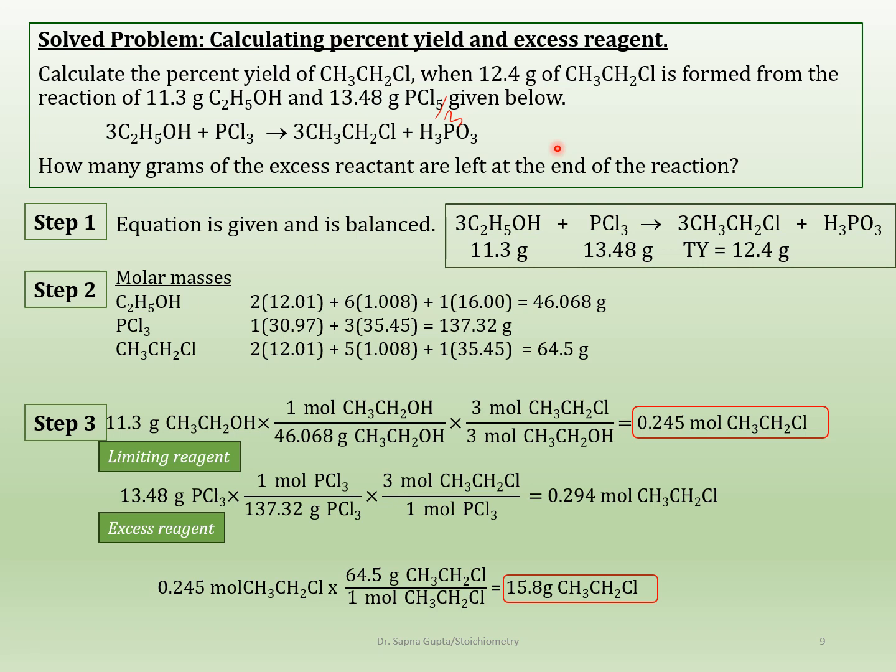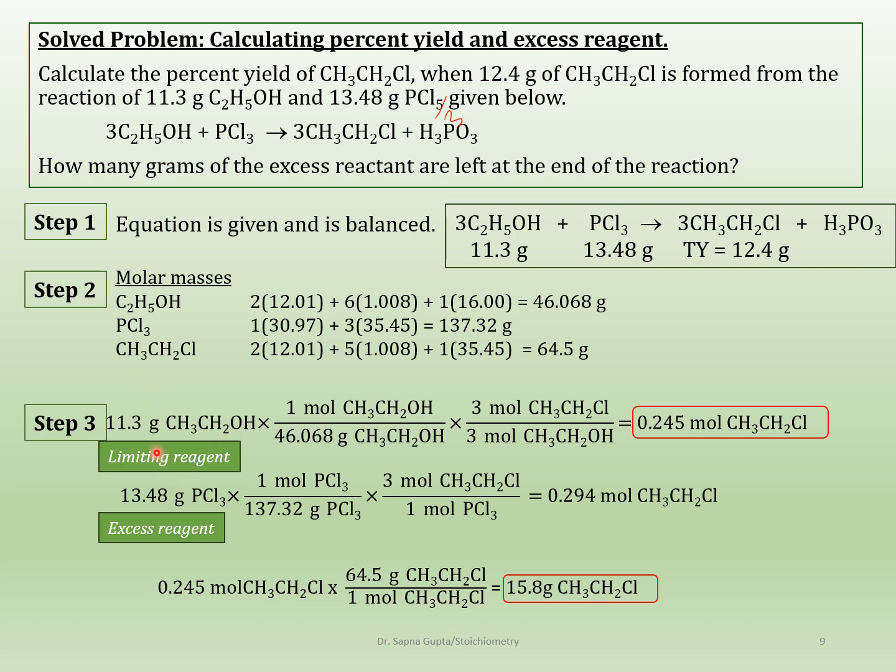Okay, so here is our equation given to us, and it's already balanced. I can see that. So again, write the quantities. For the C2H5OH, we have 11.3. By the way, the name of this compound is ethanol. And then PCl3, phosphorus trichloride, is 13.48. That's given here. And the product yield is given to us, okay, 12.4 grams. Molar masses, you calculate them just the way you always calculate molar mass of everything.